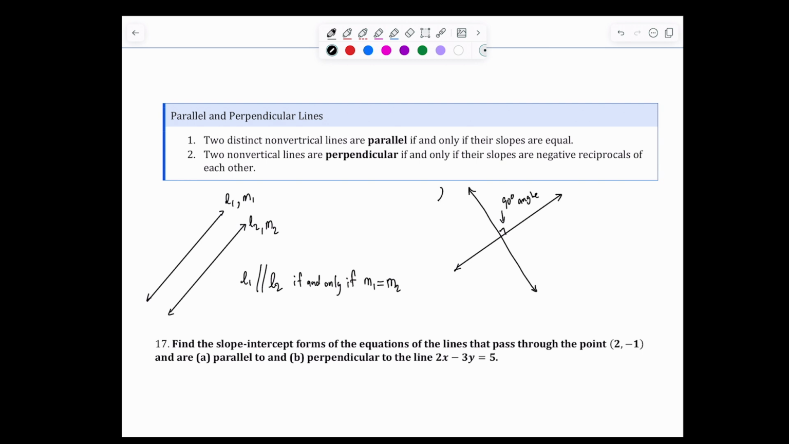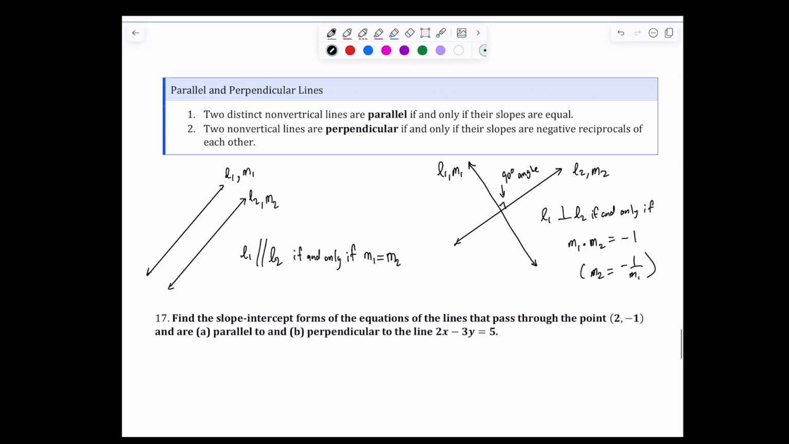Okay, so if this is line 1 with slope m1 and line 2 with slope m2, then we say L1 is perpendicular to L2 using that symbol if and only if m1 times m2 is equal to negative 1. They're negative reciprocals of each other, which means m2 is negative 1 over m1.